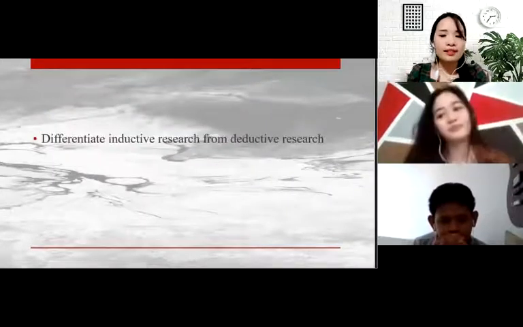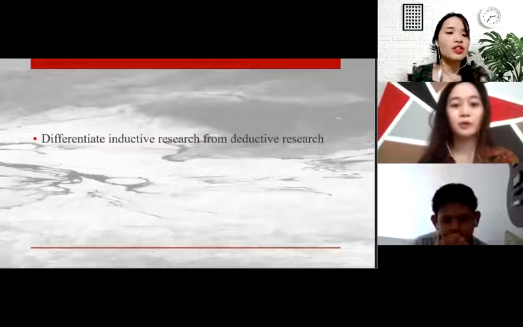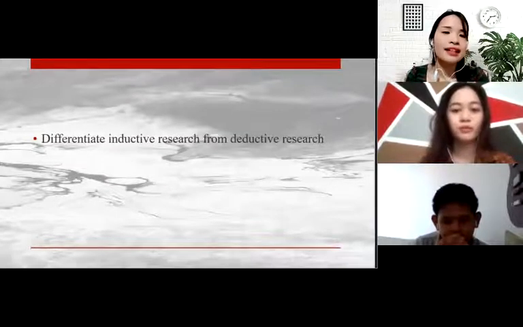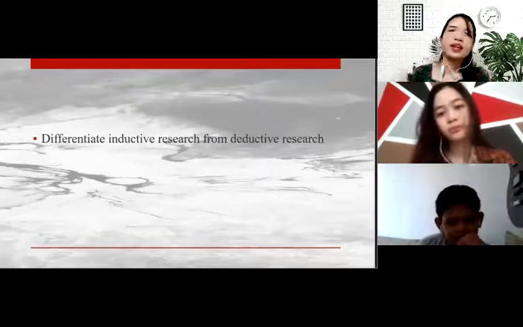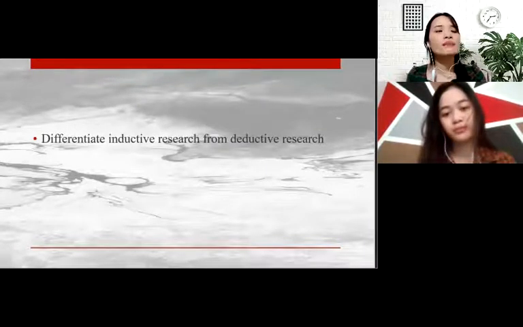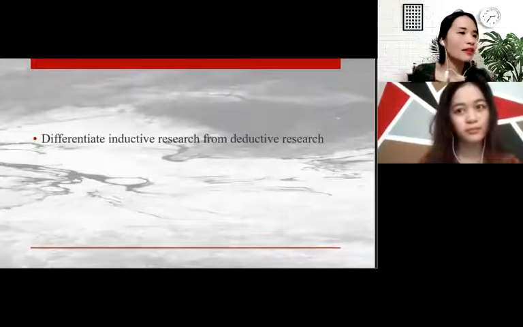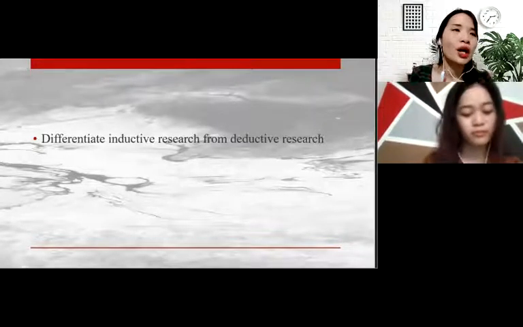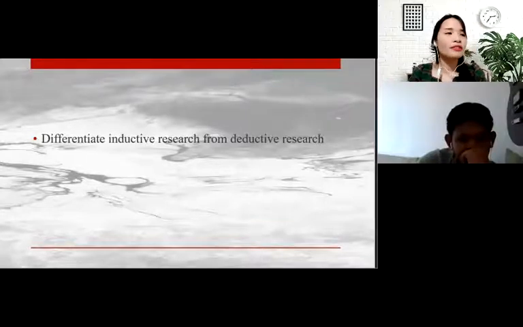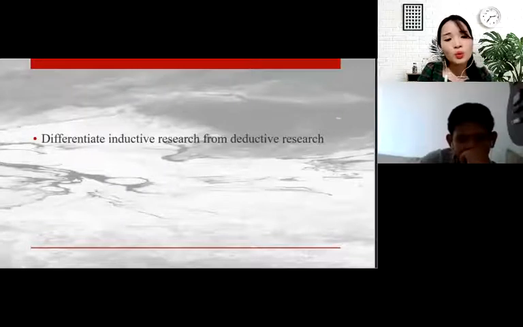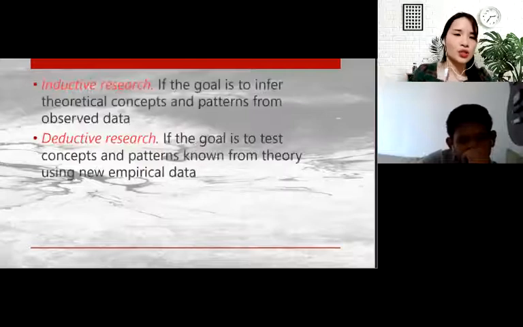Now, we also have to differentiate inductive from deductive research. Okay, you have already come across the words inductive and deductive reasoning, right? With inductive reasoning, you start from specific to general. For deductive, you start from general to specific. And these terms are also important in understanding research, okay?